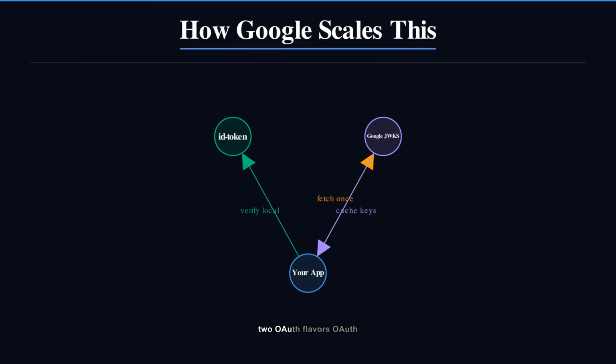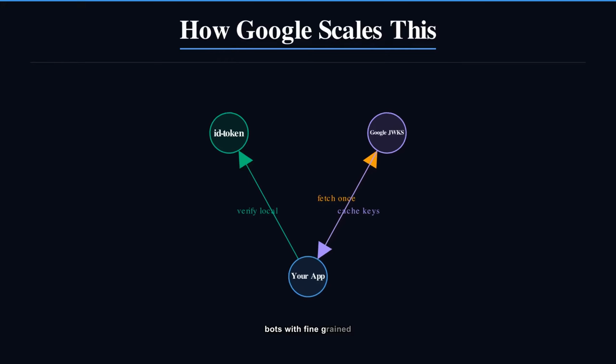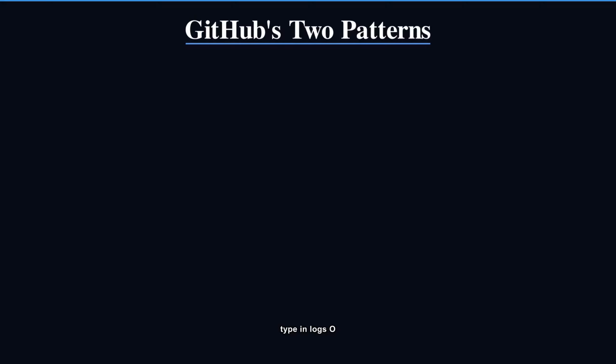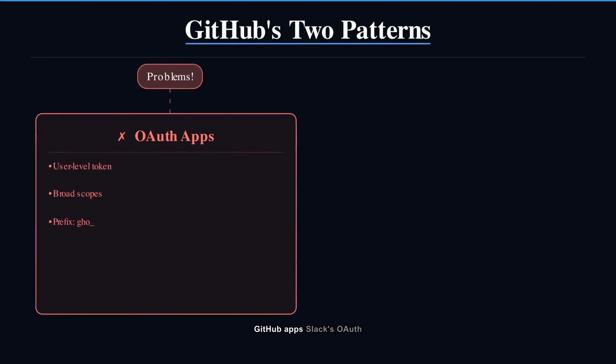GitHub actually runs 2 OAuth flavors. OAuth apps issue classic, user-level tokens. GitHub apps are newer, acting like bots with fine-grained per-resource permissions. You can even spot the type in logs. O for OAuth, GHS for GitHub apps.